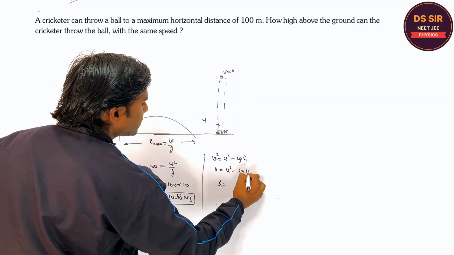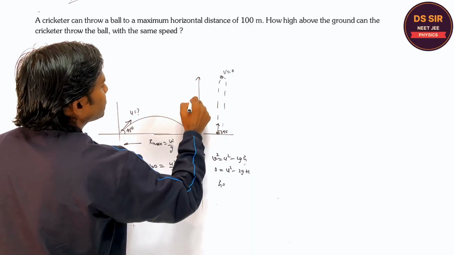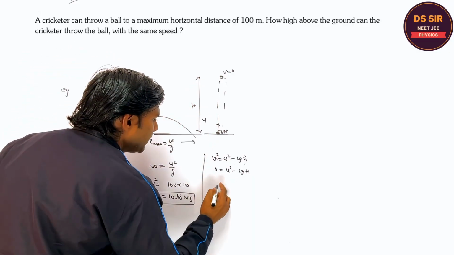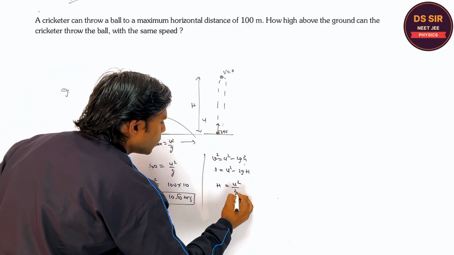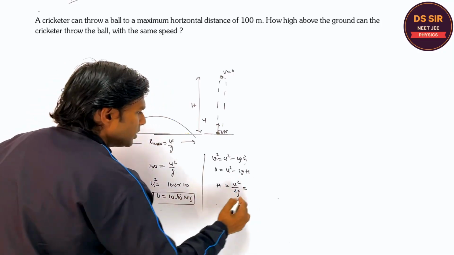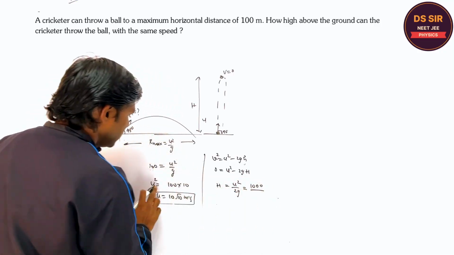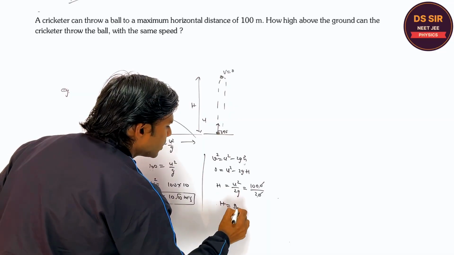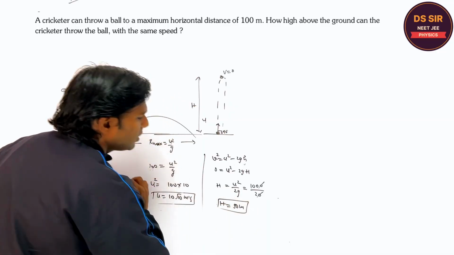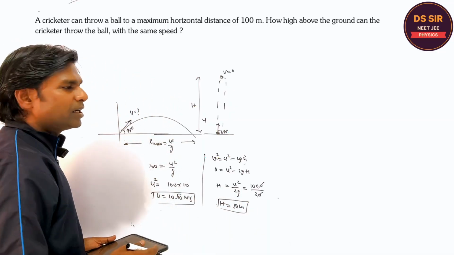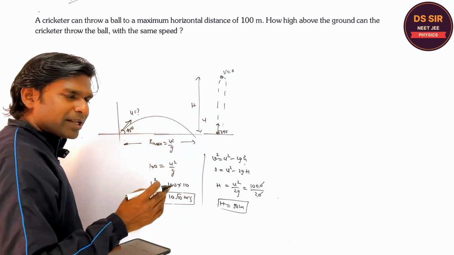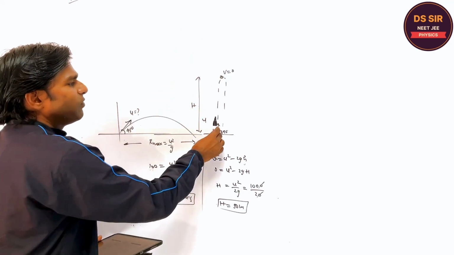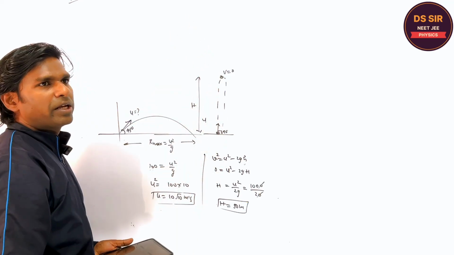You may write this as capital H. Fine. So the capital H is nothing but u square upon 2g. u square is, say, 1000. This is u square upon 2 into 2, so H is, say, 50 meters, the maximum height. Right. So to throw the cricketer the maximum height, the velocity must be vertically upward.